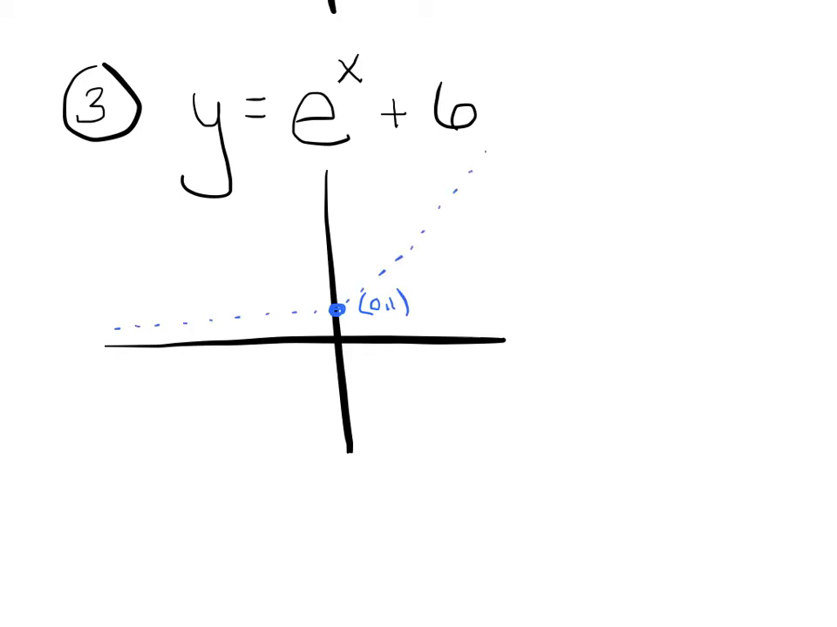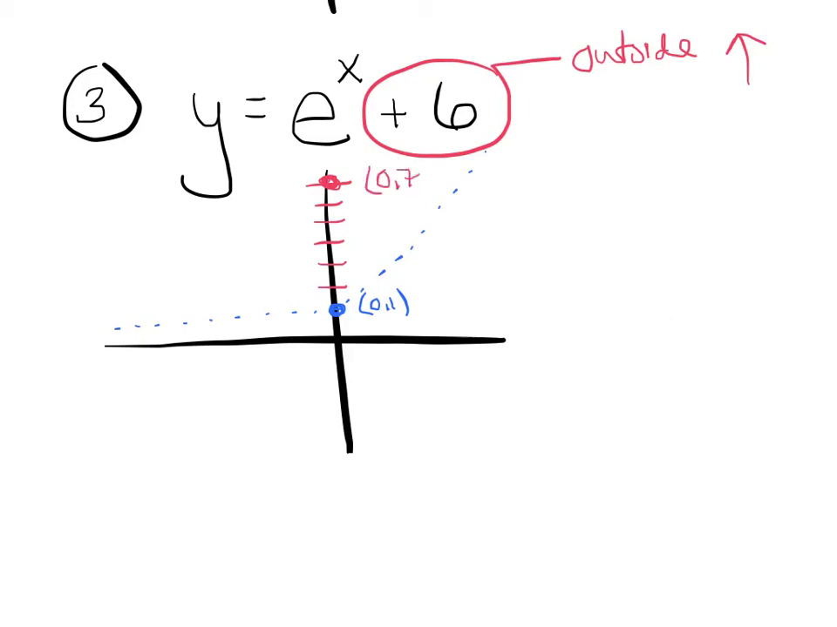Now, where is the 6 sitting? The 6 is outside. So that's going to shift my graph up 6. Now notice, this time I'm at 0, 1, so I have to go up 6. 1, 2, 3, 4, 5, 6. What is my new point? I would say that's now 0, 7. And that's where my graph just shifted up to. Okay, notice that that asymptote should be one place behind. And we'll graph it in. Okay, so just be very careful.